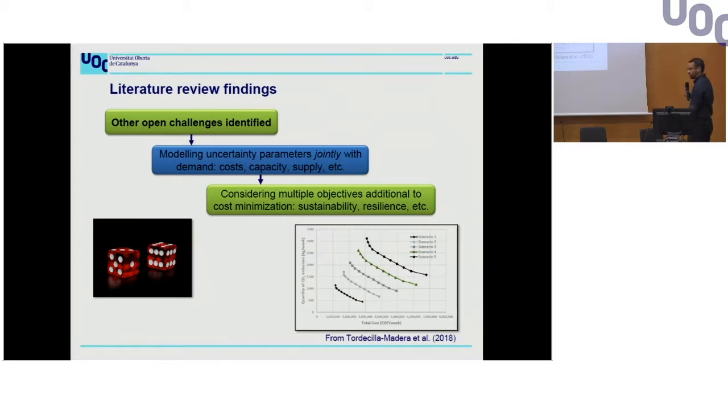Of course, we have identified other open challenges in this review. Firstly, modeling uncertainty parameters. I mean, we can model other uncertain parameters jointly with demand, because demand is the most addressed parameter. We can model jointly with demand parameters, uncertain parameters like cost, capacity, supply, among others. We can also consider multiple objectives additional to the traditional cost minimization, like maximize sustainability, or maximize resilience. We can eventually build a Pareto frontier. This is an example of other work of a Pareto frontier between multiple objectives.